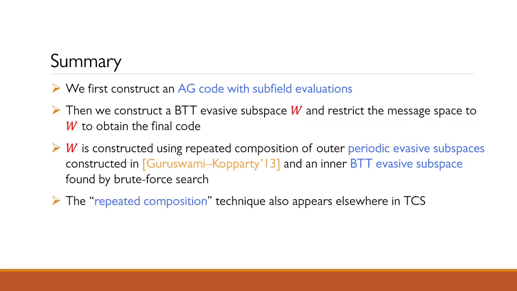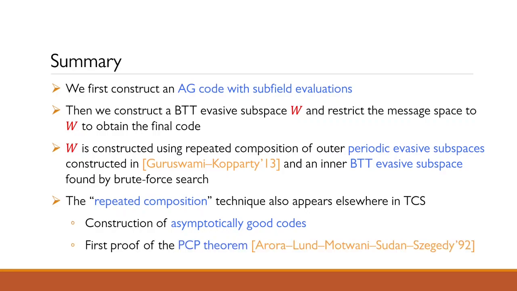And I also want to remark that this repeated composition technique also appears in other places in theoretical computer science. For example, a well-known construction of the so-called asymptotically good codes is obtained by repeated concatenation of outer codes with an inner code that is found by brute force search. And the original proof of the PCP theorem also uses a similar technique. It's done by repeatedly composing outer PCPs to reduce the size of the problem and then applying one more composition with an inner PCP to reduce the query complexity to a constant.